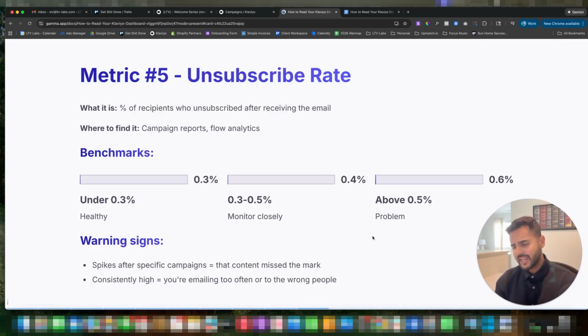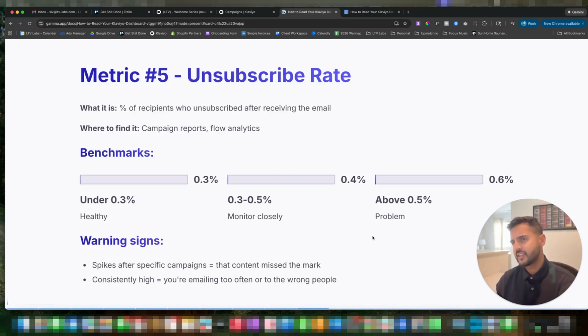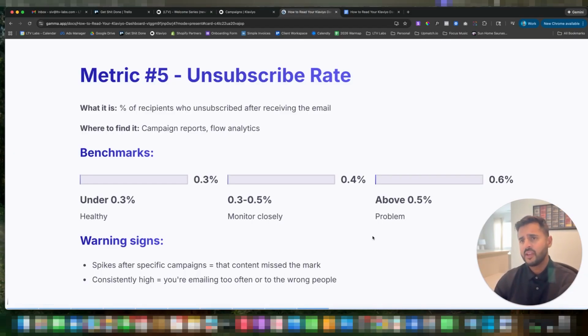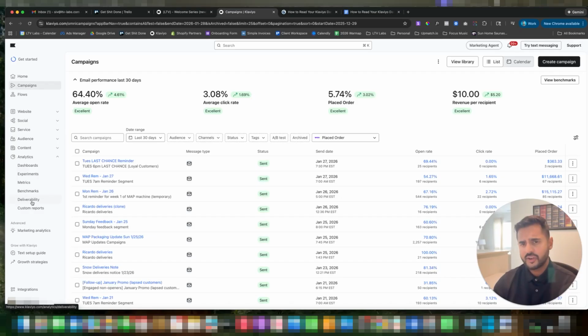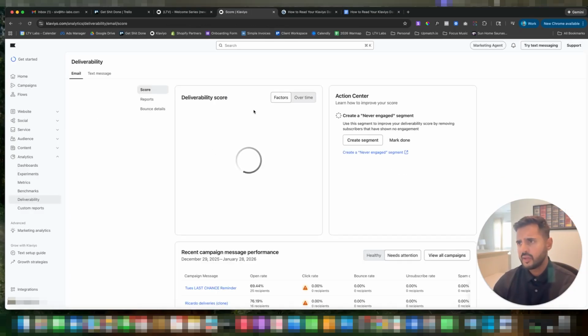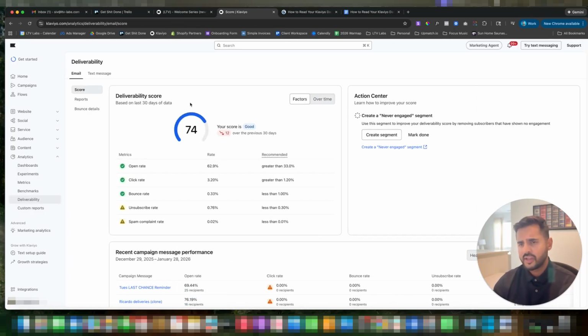Metric number 5, getting into the negative metrics and things to look for there. This is more related to deliverability and making sure your email's landing in the primary inbox and that your customers and subscribers are happy. It's the unsubscribe rate. That's going to be metric number 5. It's the percentage of recipients who unsubscribed after receiving the email, right? The way you're going to be able to find that is if you go over to the deliverability section right here, and we're looking at the deliverability score. This is based on the last 30 days of data.